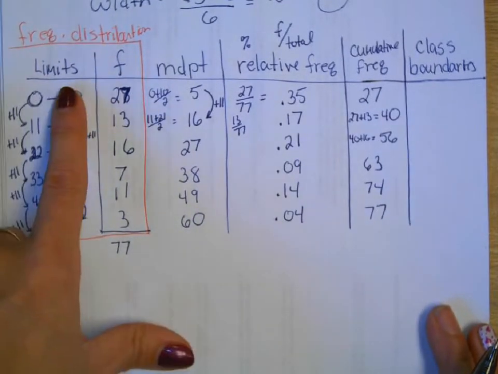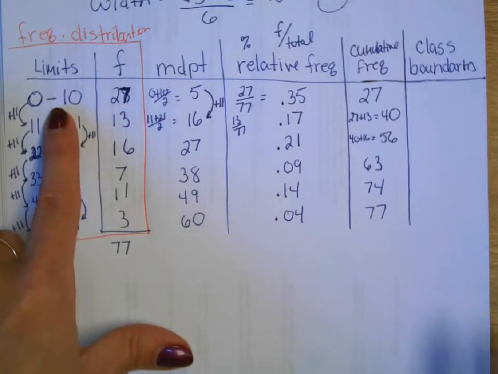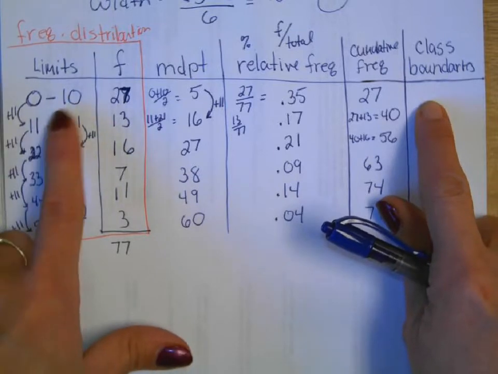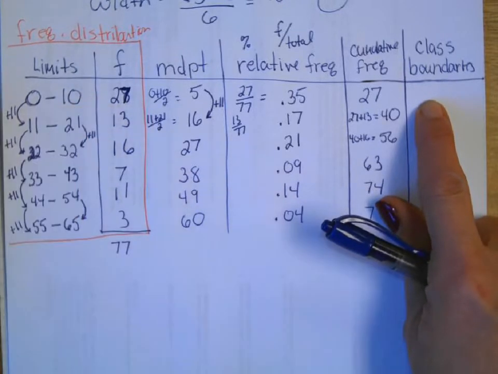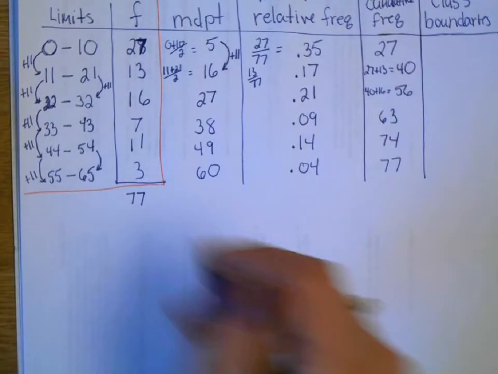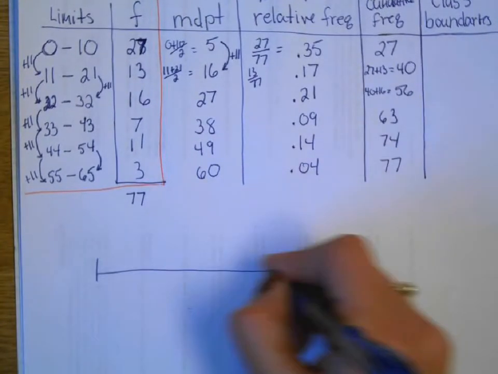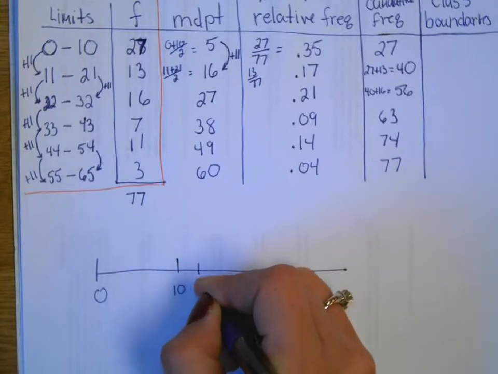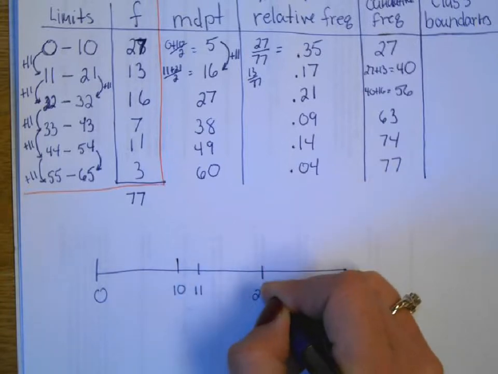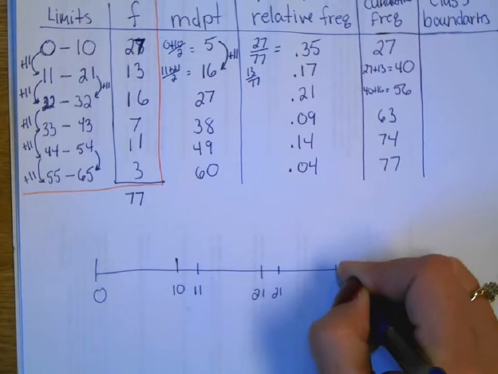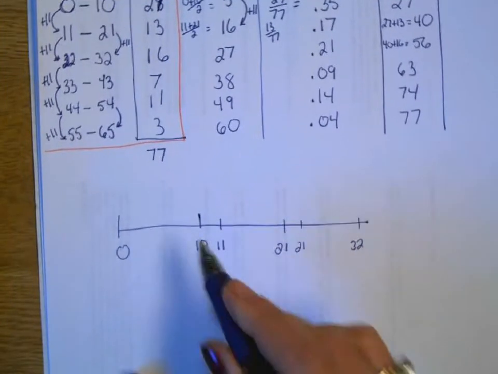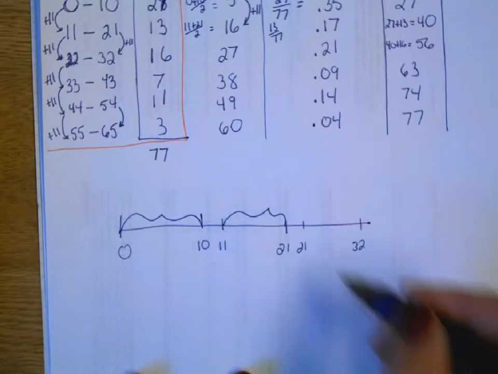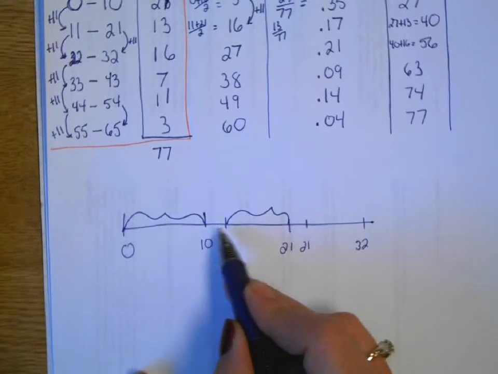So we started with class limits. 0 to 10 are limits. Now we want class boundaries. What class boundaries do is they close the gap in here. Because if you think about a number line, so you don't have to write this down, 0 to 10, then it's a space of 1 to start at 11 to 21, and then 22 to 32. Okay, there's a gap here. I've got from 0 to 10, and then I start from 11 to 21. What I want to do is close this gap.